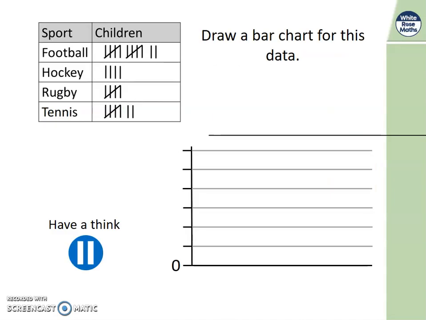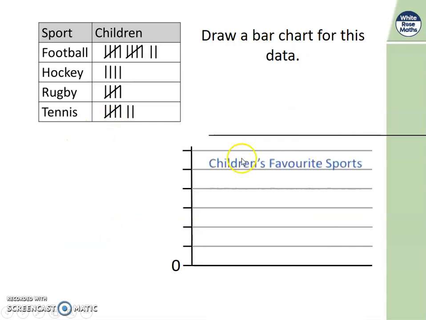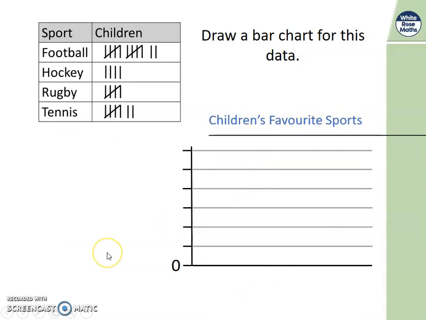Can you have a go again to try and represent this information using the tally chart on this data? So we've got sports and children. So our title could be Children's Favourite Sports. So have a think. Work out the totals of each amount, each tally. Figure out the scale that you can use, and then figure out what you will put across the x-axis. Pause the video to have a go.